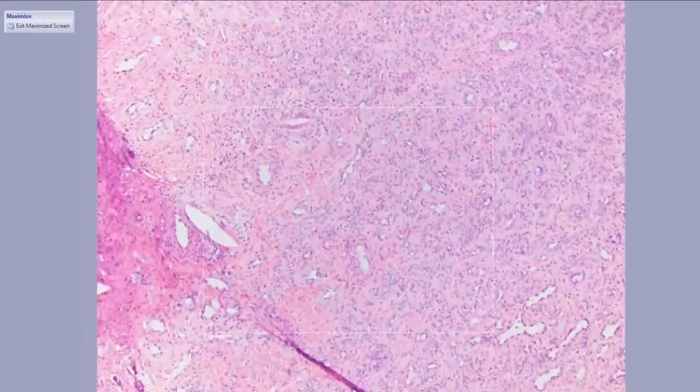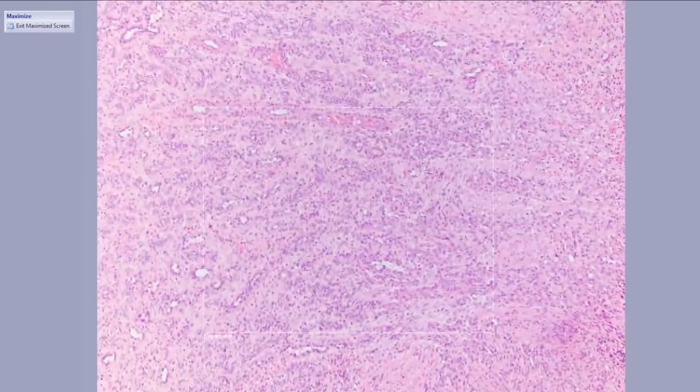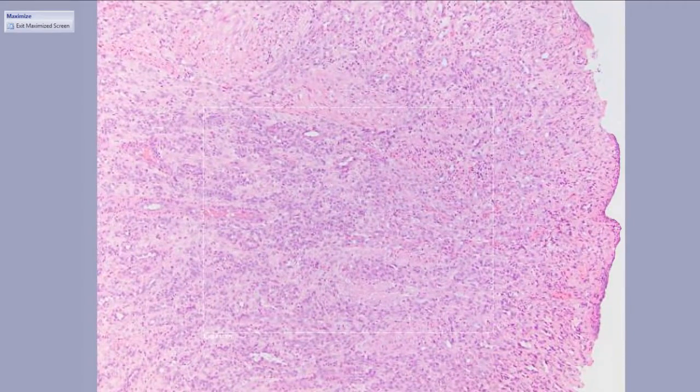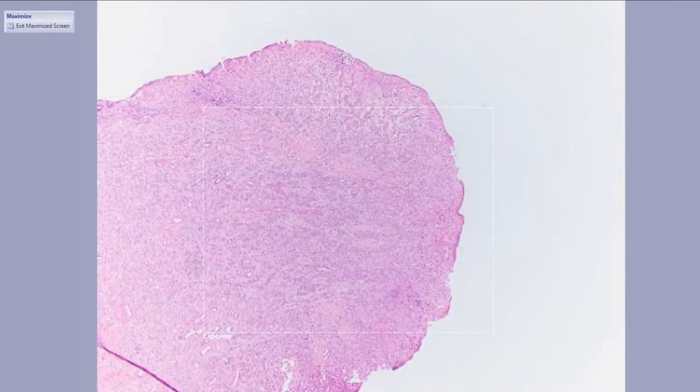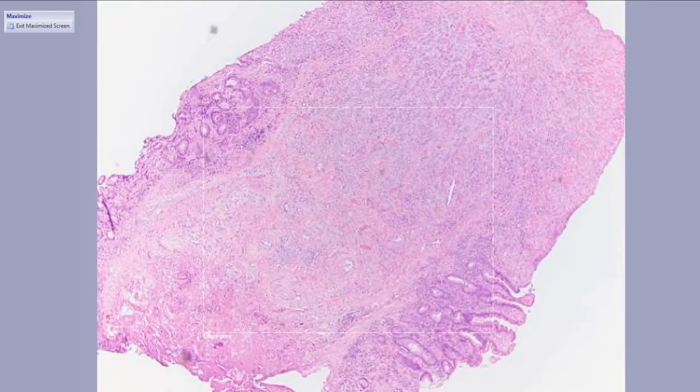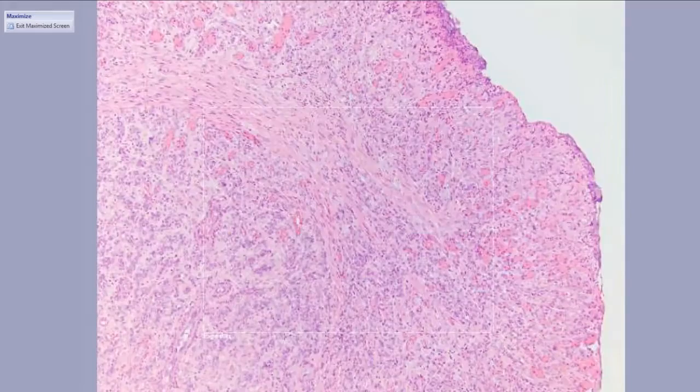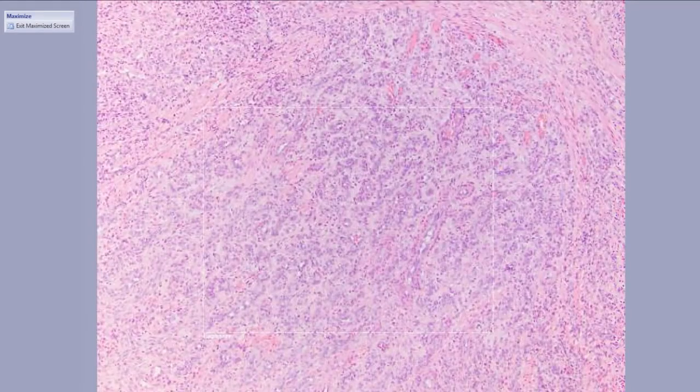But this is uncommon in the GI tract. If you do see it, it's most commonly in the esophagus. But we called this a pyogenic granuloma of the small bowel. Other term, lobular capillary hemangioma, which is better because it's neither pyogenic nor a granuloma, but what are you going to do? Pretty uncommon overall.